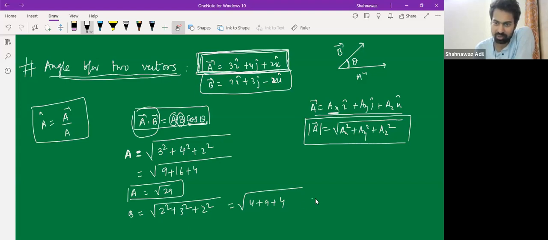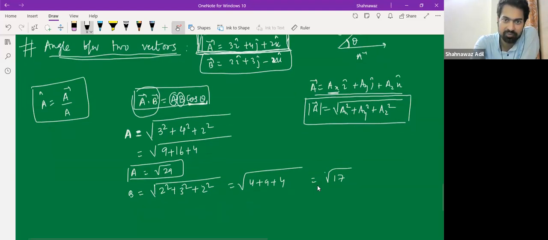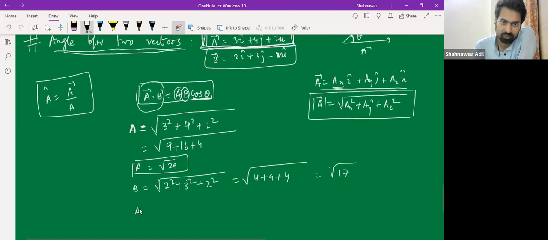So this is 2, so this would be 9, 14, 13, 4, 17. So root 17. And now, Akib, you tell me what is A dot B. So 3 into 6 is 18, and this is 12 and minus 4. So 8 plus 6, 14. So this is A dot B.